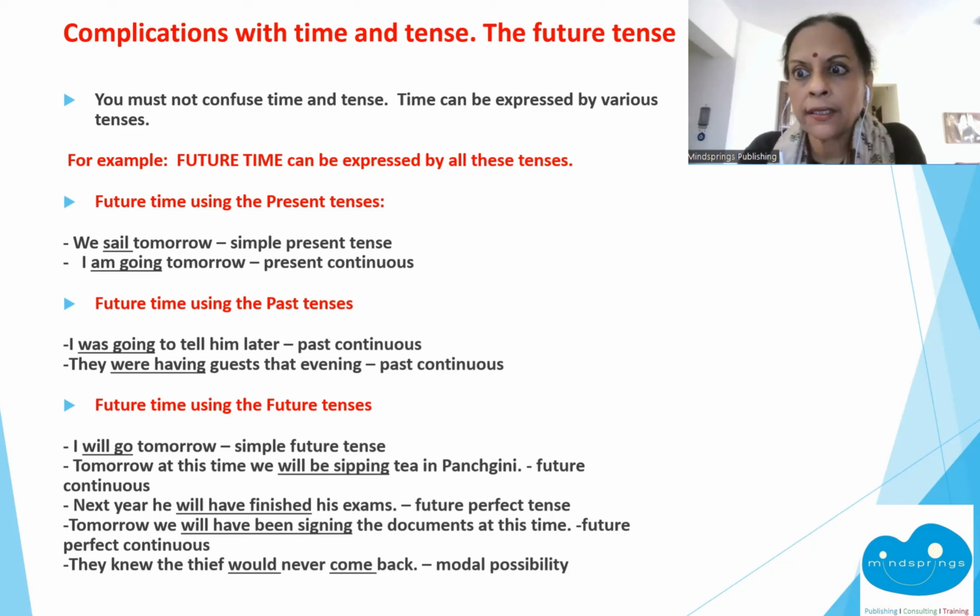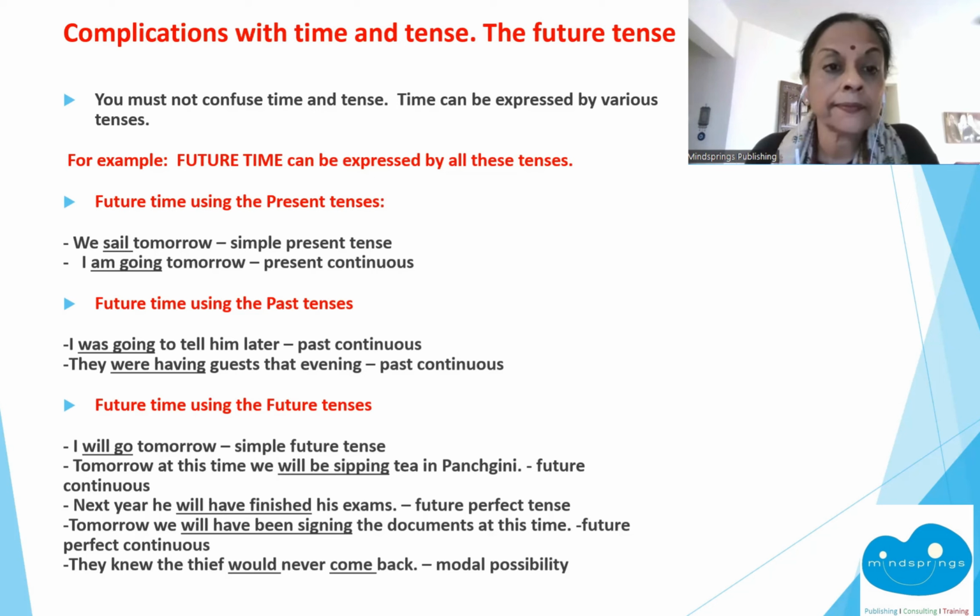All of these are normal because they are future tenses. But those present and past tenses also express future time. And then, of course, the modal of possibility. Possibility is always in the future, isn't it? They knew the thief would never come back. What are we talking about? Future. Would never come back is a modal of possibility, and therefore future time. So future time is expressed with all kinds of tenses.